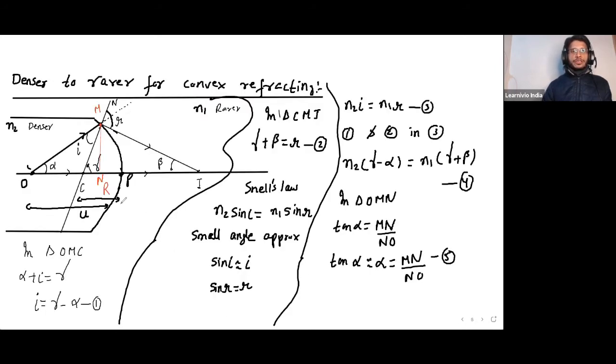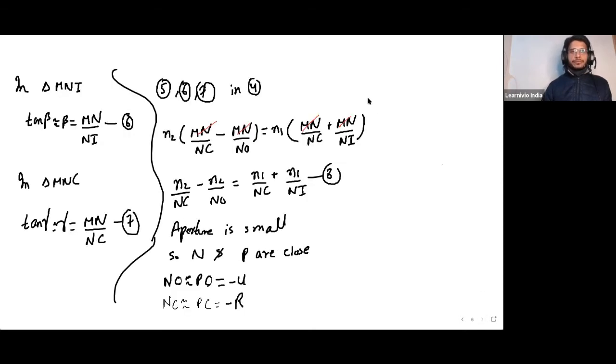There's one more distance. What is the name of this distance? PI, pole to image. Yes, it's V. Image distance V. So NP, NI or PI are the same thing. NI is almost equal to PI, which is equal to V. These are equation number 9.